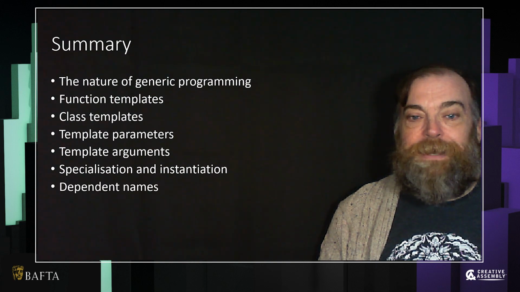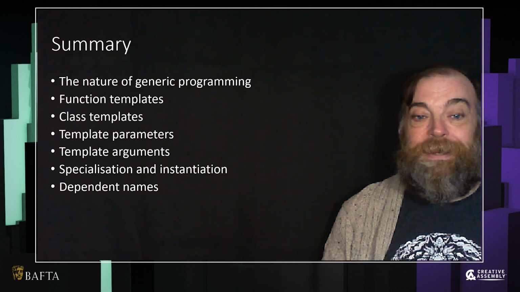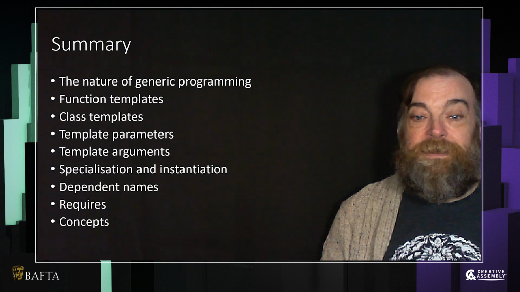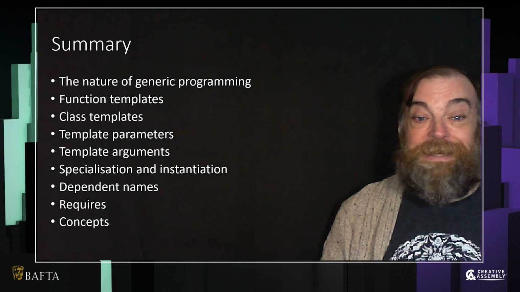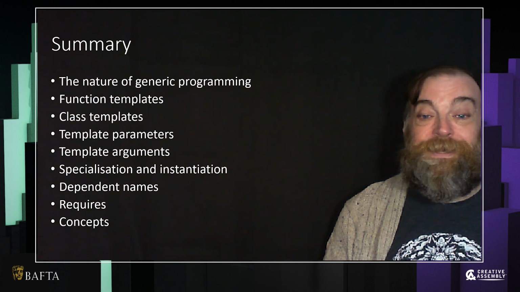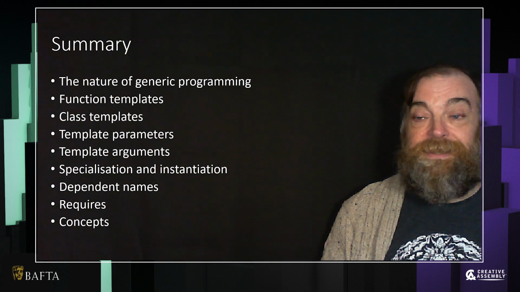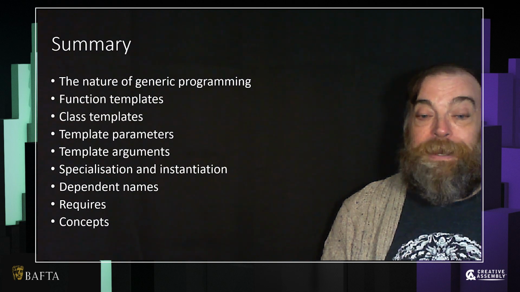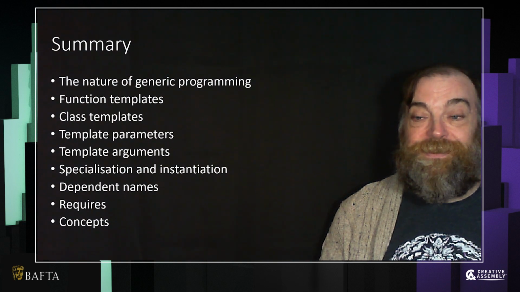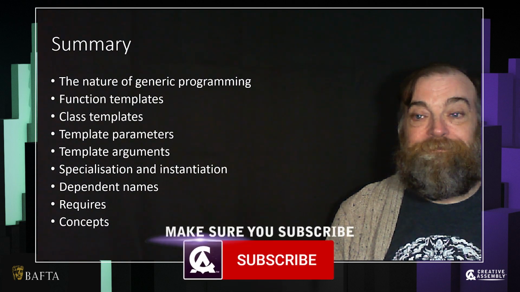We reviewed dependent names and the use of typename and template to clarify to the compiler what is going on. And then we rounded off the discussion with a look at the requires clause and a look at concepts. Things I haven't covered include variadic templates, fold expressions, variable templates, plenty of tricks and techniques like CRTP. But we've covered the basics that you'll need to get by in efficient and modern C++ programming.